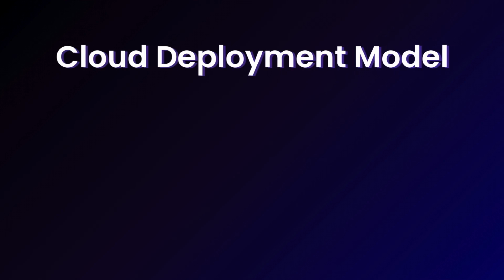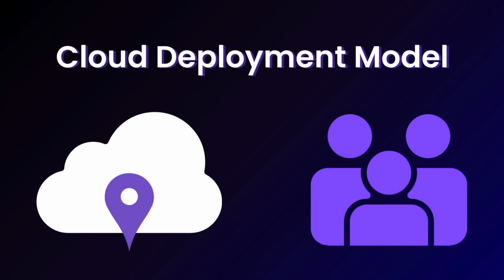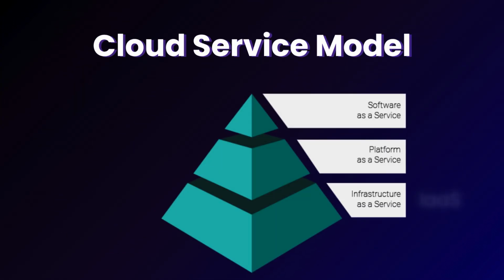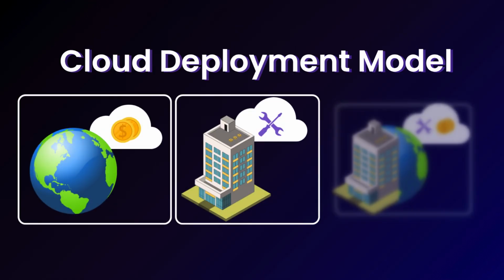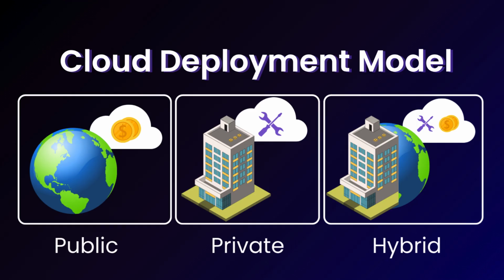Cloud deployment models define where your cloud resources are hosted and who has access to them. Instead of focusing on what services you use, like IaaS or SaaS, deployment models are all about the environment your cloud runs in. The three main types are public cloud, private cloud, and hybrid cloud.